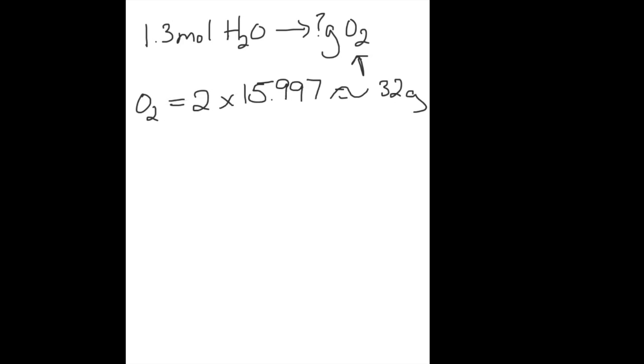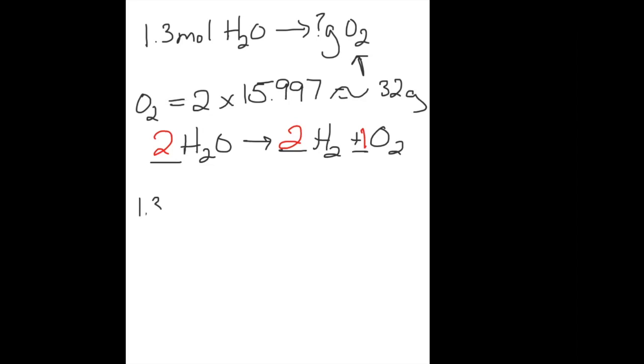So setting this up again, we have water, hydrogen, and oxygen. Again, we have the same moles that go on the front. So there are 2 waters to 2 hydrogens to 1 oxygen. That's our ratio for our moles. So the setup goes exactly the same, only we're going to go one step further. So we start with 1.3 moles of water.